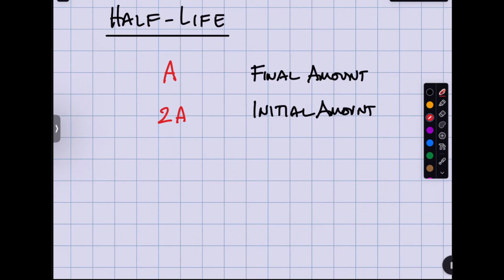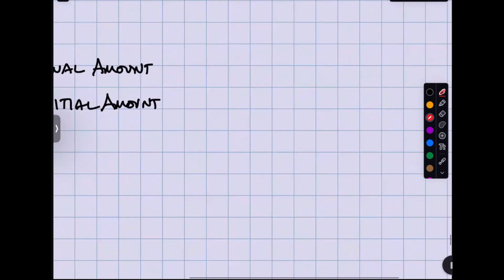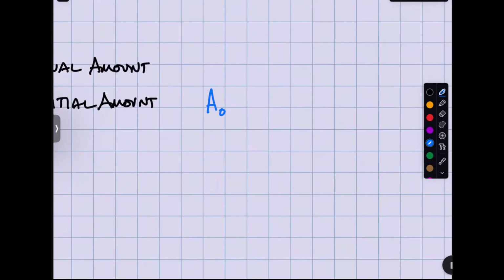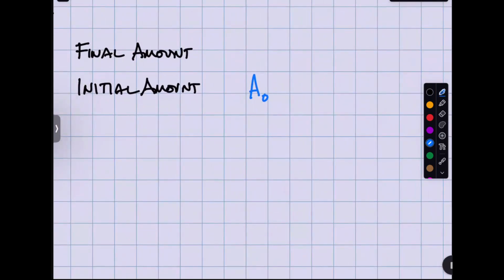Okay, let's go over here. Let's talk about the initial amount, A sub 0. If that was the initial amount, what will be the final amount? Half of that. Does that make sense? Okay.